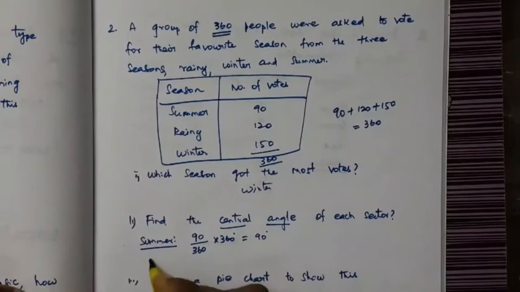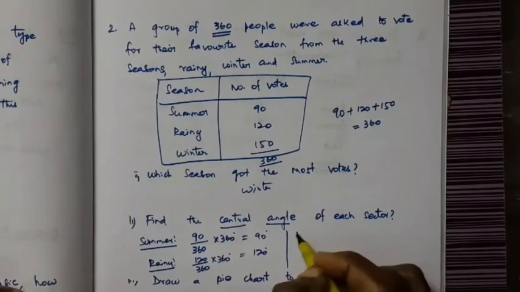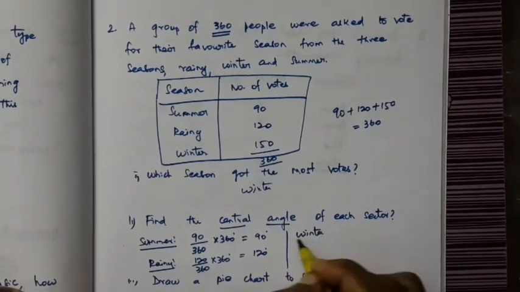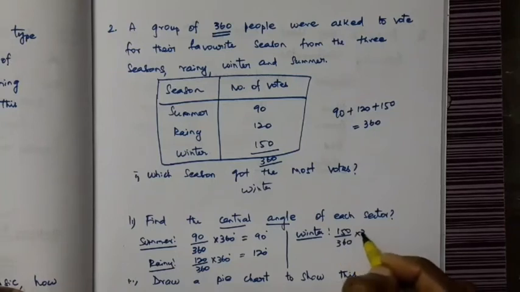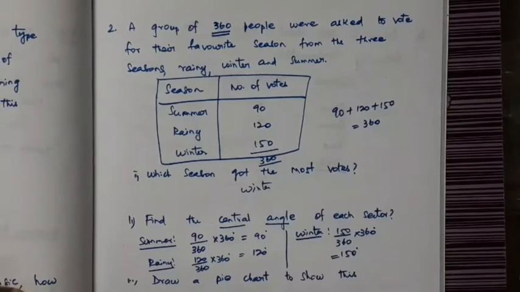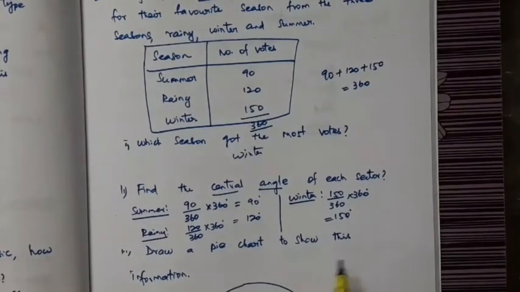The next is rainy. Rainy is 120 divided by 360 multiplied by 360. That is 120 degrees. And the last is winter. 150 divided by 360 multiplied by 360. That is 150 degree. Now draw a pie chart to show the information.